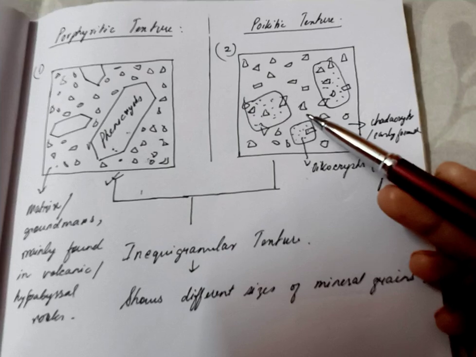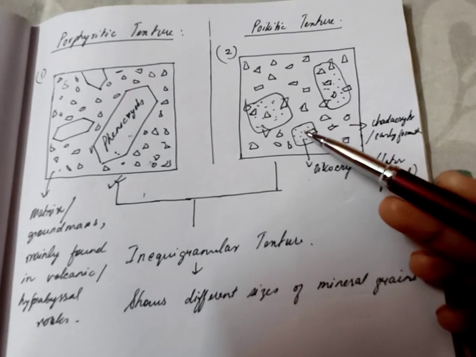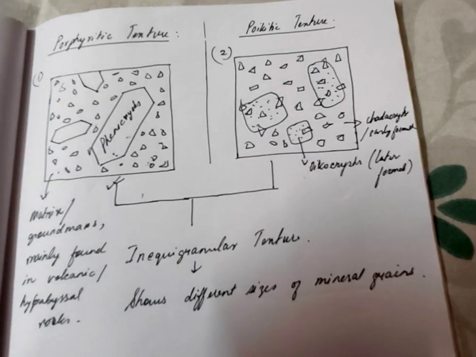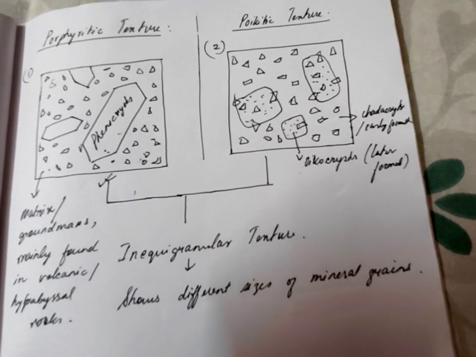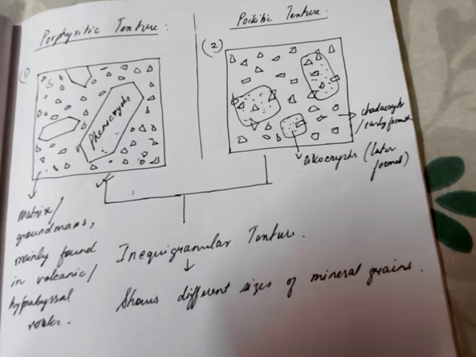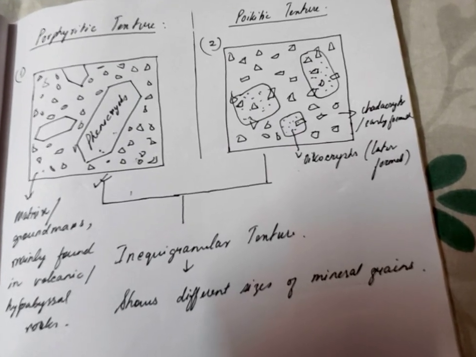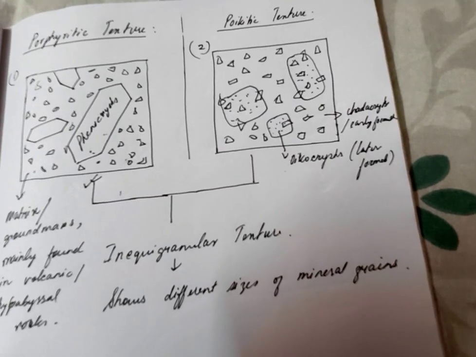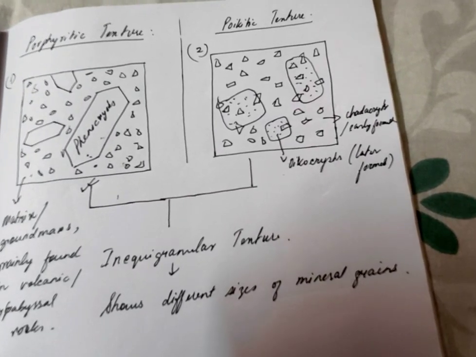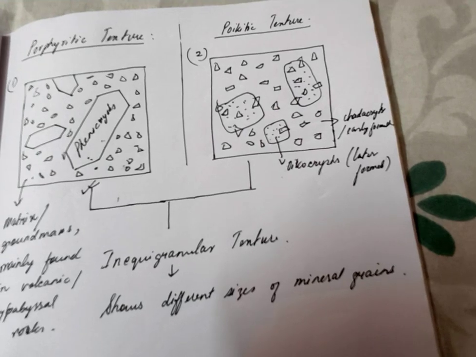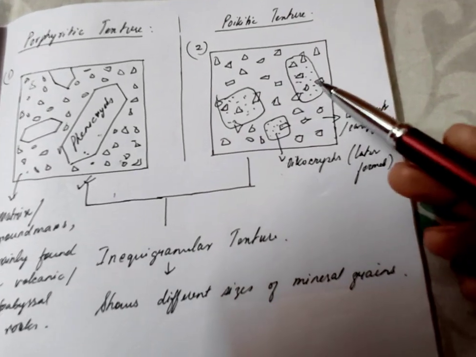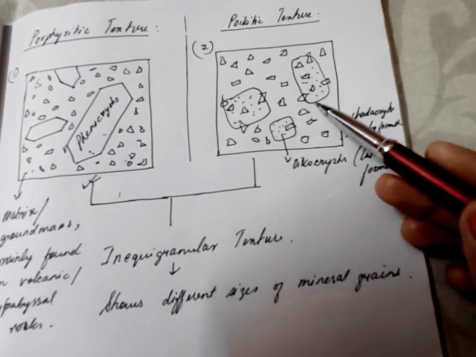So sometimes, because of some reason, the magma cools down very rapidly, which gives rise to smaller grained minerals, and after that the cooling gets slower because of some factors. If the cooling gets slower, then the larger size crystals are formed.